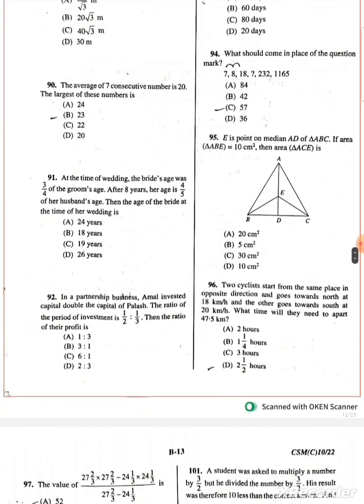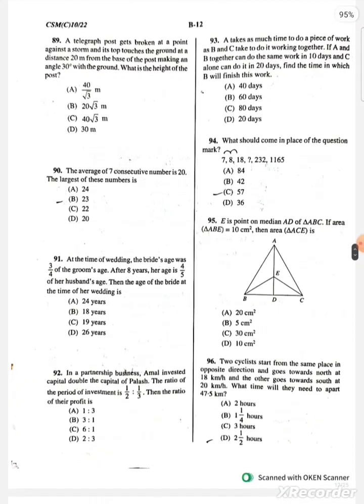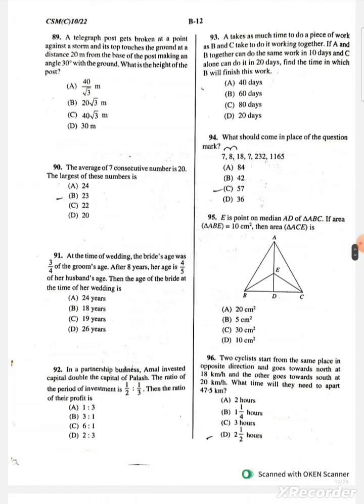Question number 89. A telegraph post gets broken at a point against a storm and its top touches the ground at a distance 20 meters from the base of the post, making an angle of 30 degree with the ground. What is the height of the post? It's 20 root 3 meter.